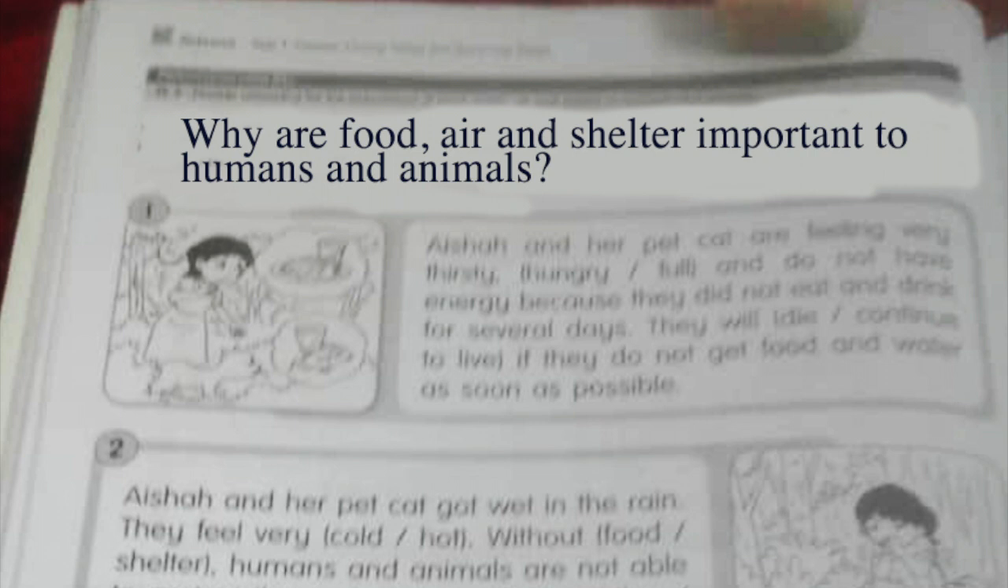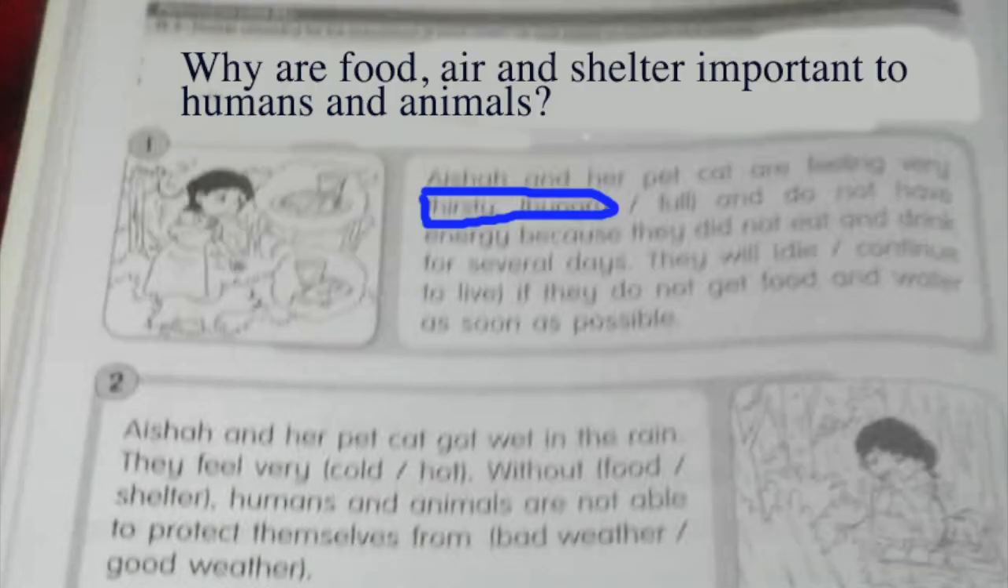Okay, let us choose the first one. So they are supposed to be what? Hungry or full? Okay, let's read again. Aisha and her pet cat are feeling very hungry, thirsty, and do not have energy because they do not eat and drink for several days. Aisha and her pet do not eat and drink, that's why they don't have energy. So food is very important to humans and animals.